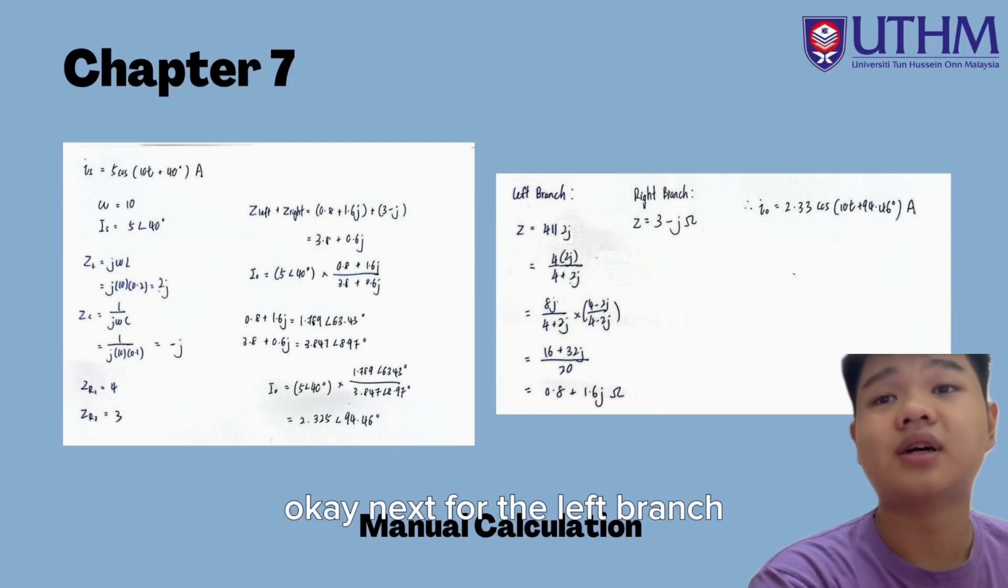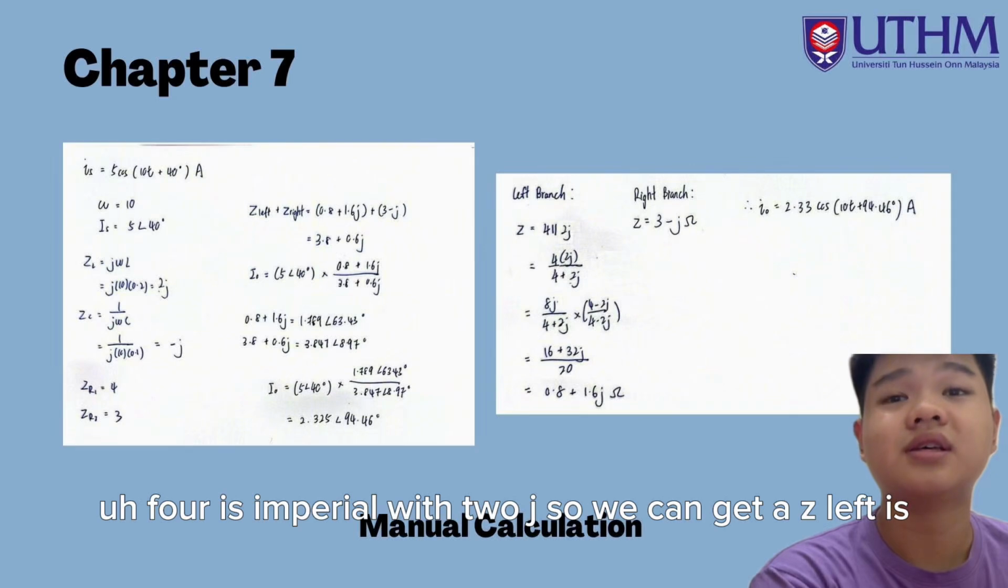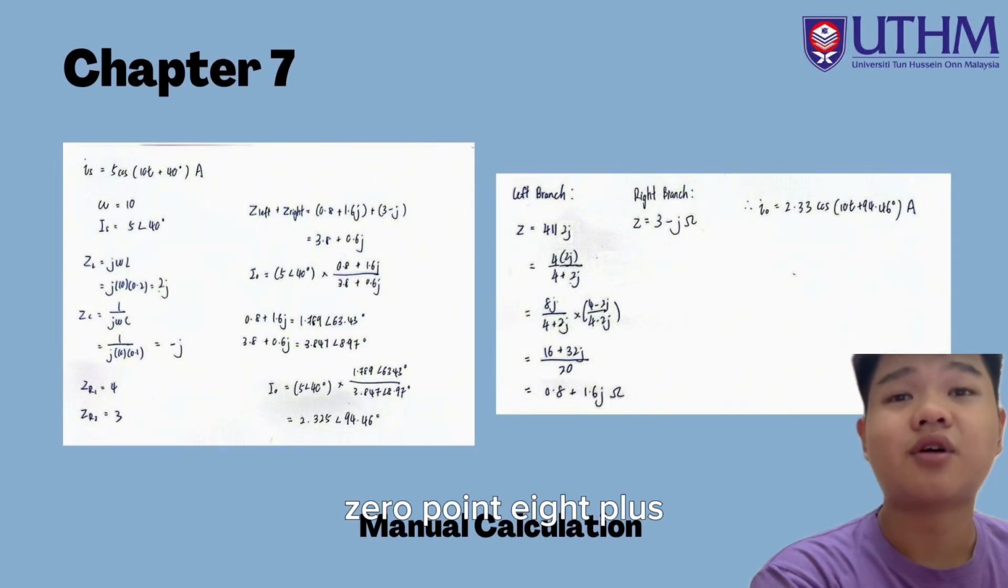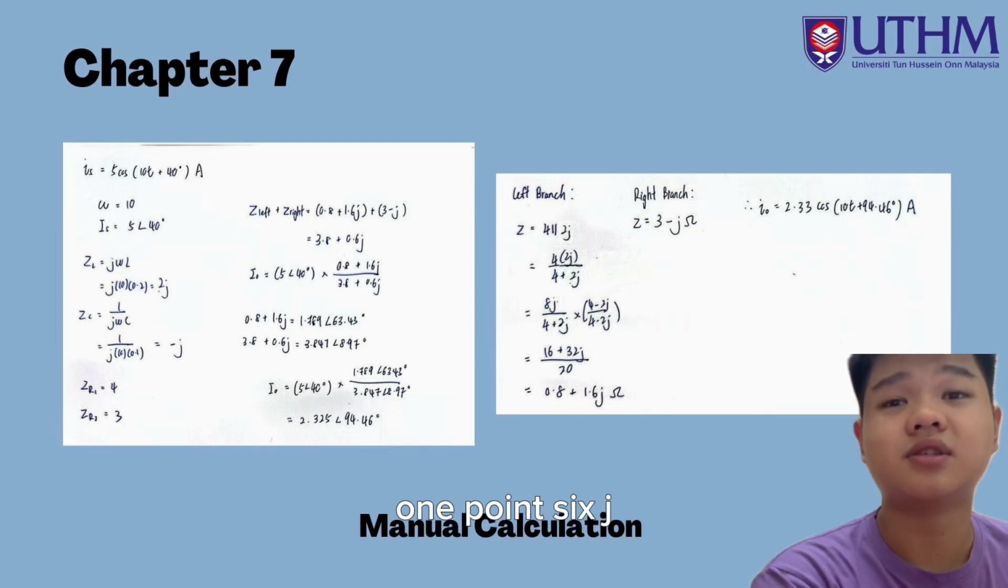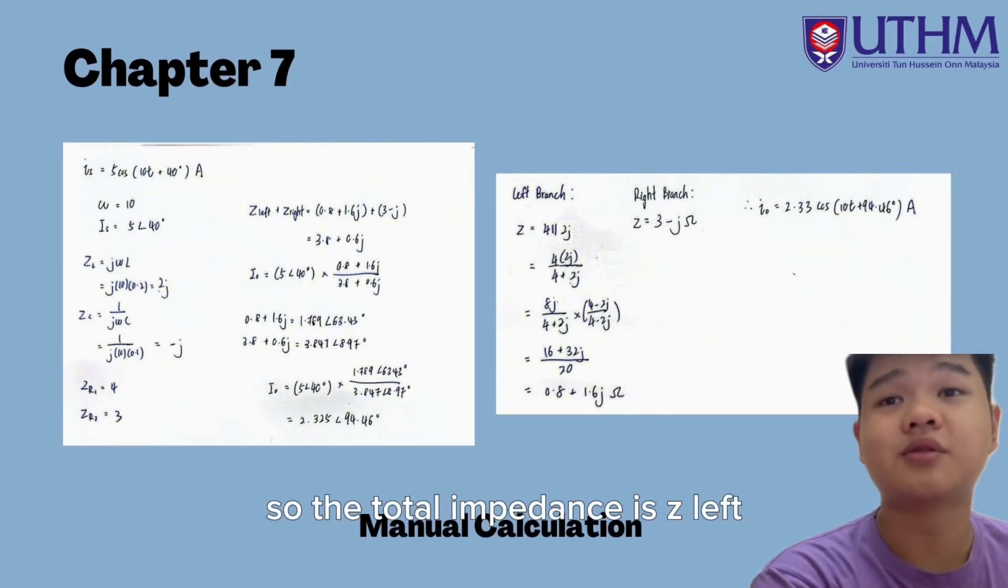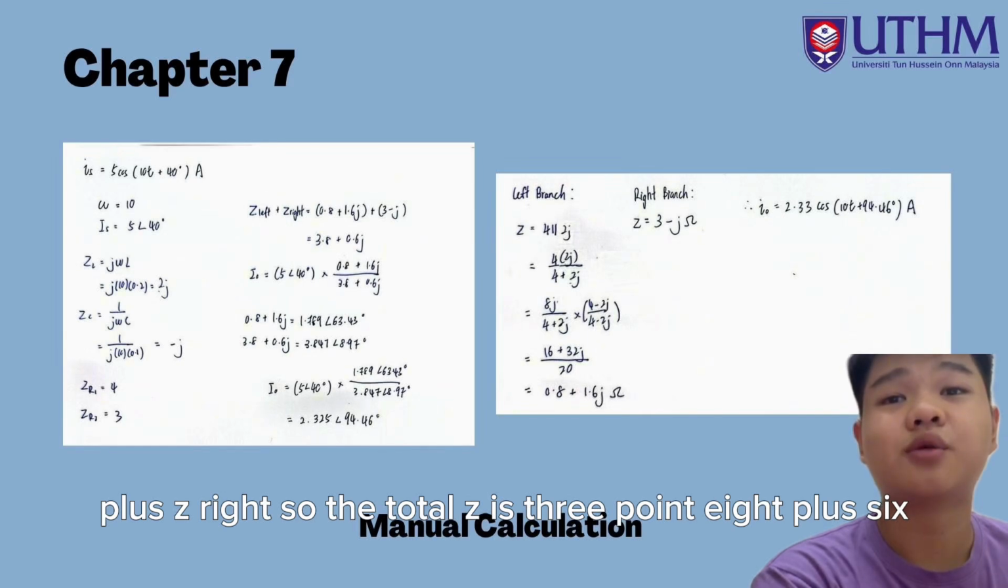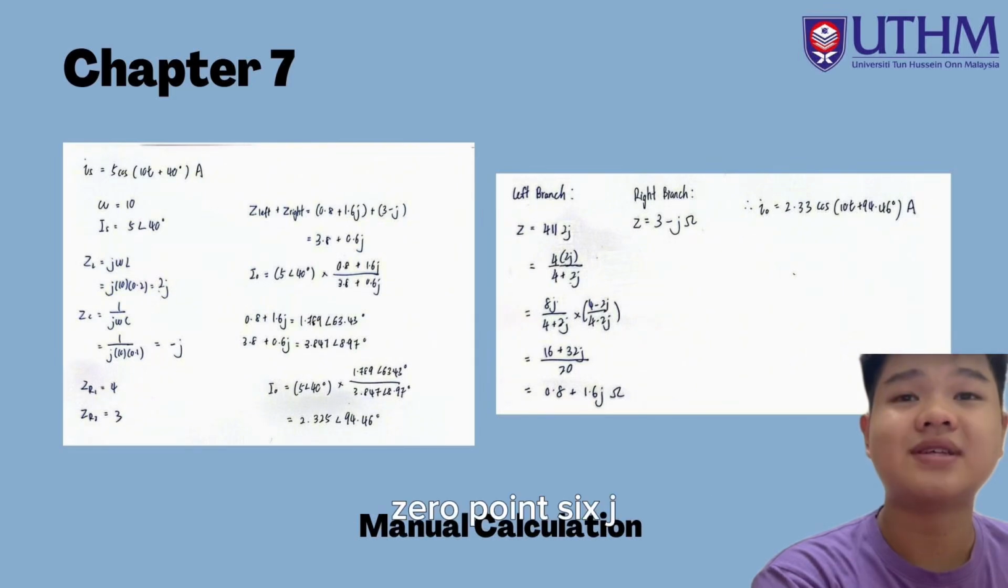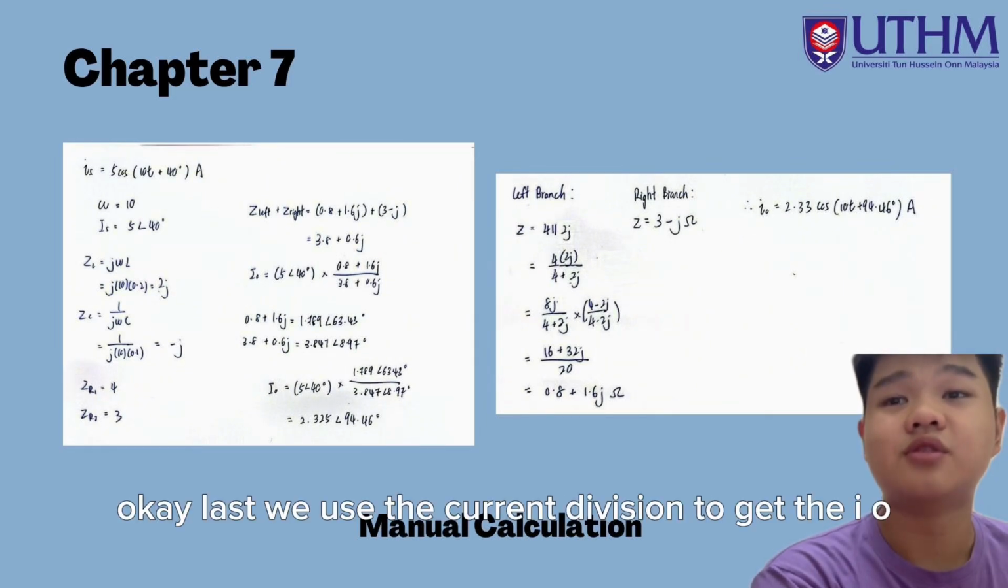Next, for the left branch, 4 is in parallel with 2j, so we can get Z left is 0.8 plus 1.6j. For the right branch is 3 minus j. So the total impedance is Z left plus Z right. So the total Z is 3.8 plus 0.6j. Last, we use the current division to get the IO.